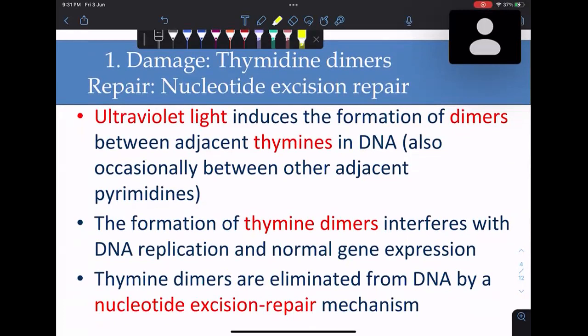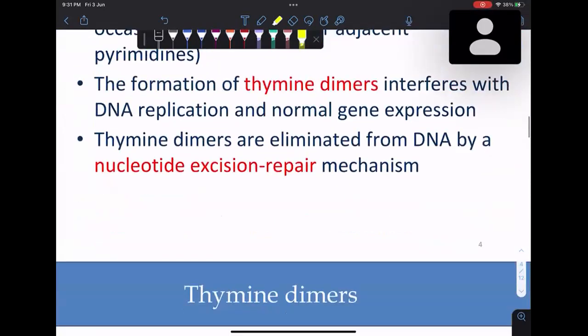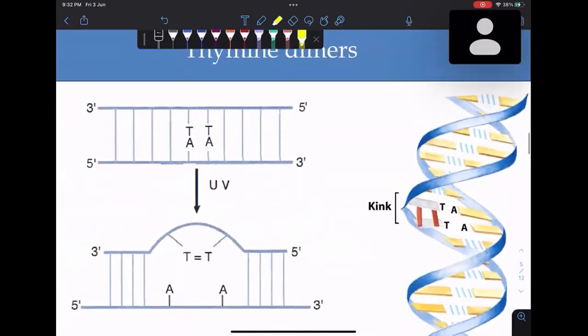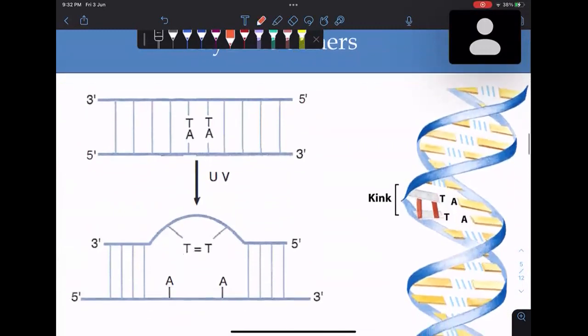And this formation of thymidine dimers interferes with DNA replication and normal gene expression, because these abnormal thymine nucleotides are kind of like super glued together. They cannot be eliminated by the nucleotide excision repair mechanism, which is done by the DNA polymerase. So these dimers remain in our genome. They remain part of the DNA, and as a result, they are copied.